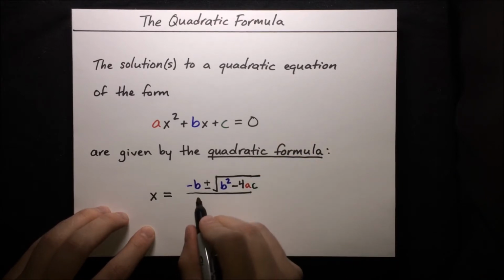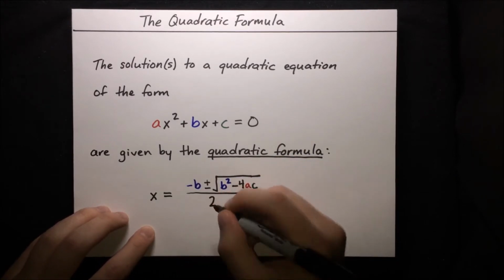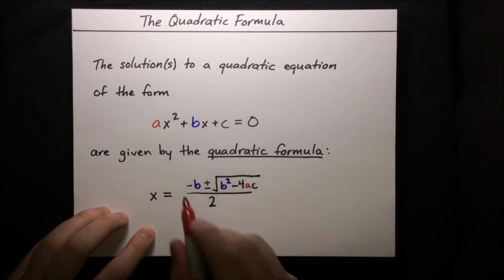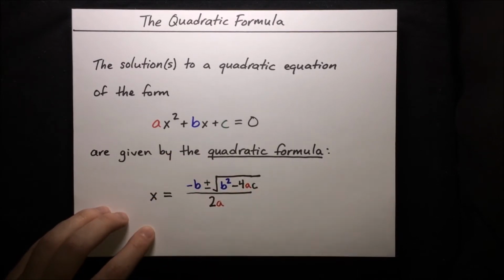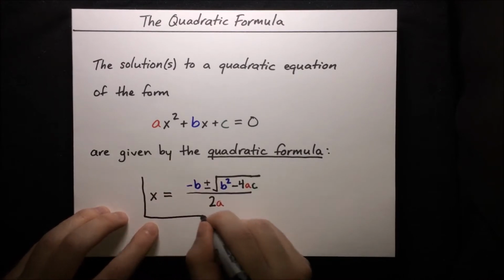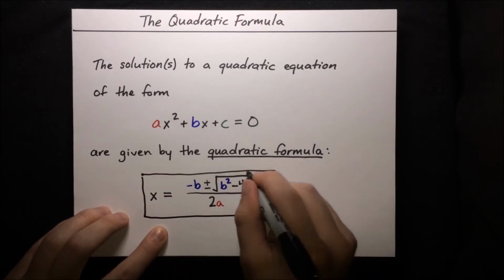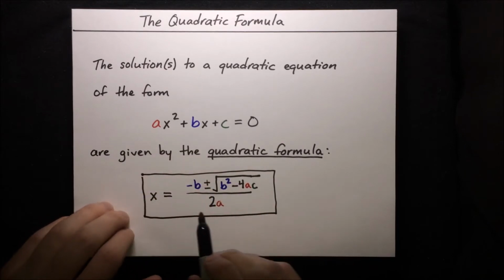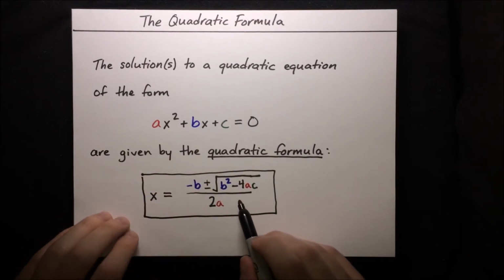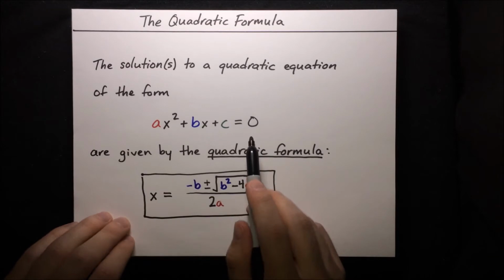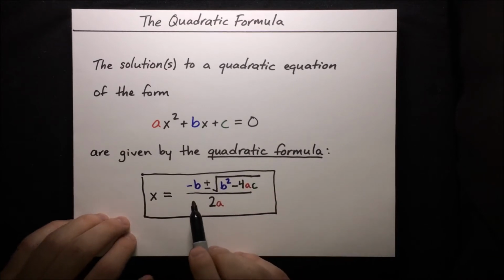And then in the denominator, we have 2 times the leading coefficient a. And there we go. That is the quadratic formula right here. Well, let's box it because it's super important. It's what this whole video is about. And now let's work a few examples in which we're given a quadratic equation and we use the quadratic formula to find the solutions.